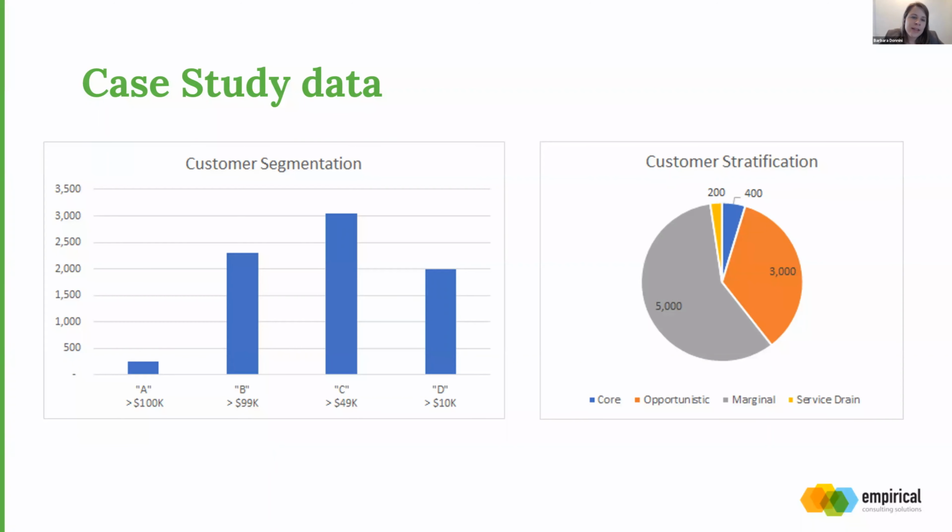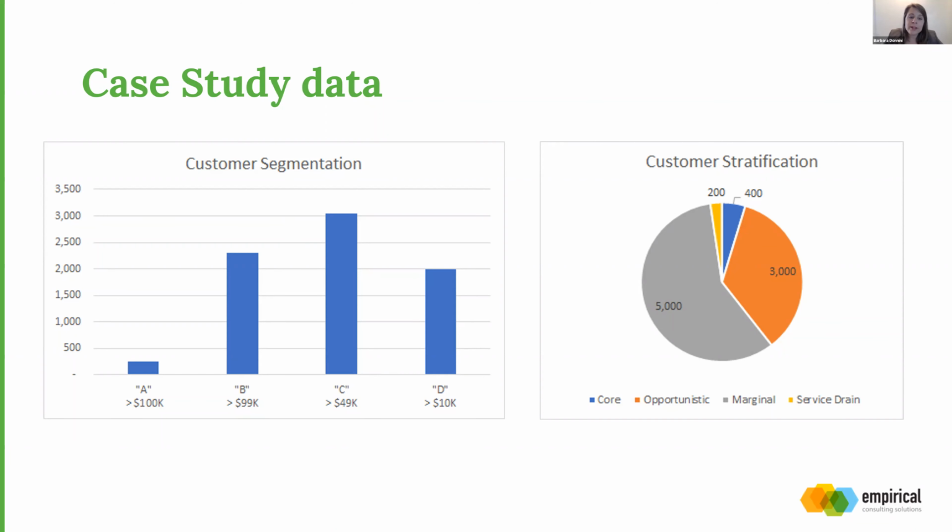This is anonymized data from that customer, and this was at the start of the stratification. Most of these metrics are on the low end. If you look at the bar chart on the left, we've got big bars in the B, C, and D categories, and not as many in the A or over 100,000 in revenue category, which is where we would want to be, A and B.